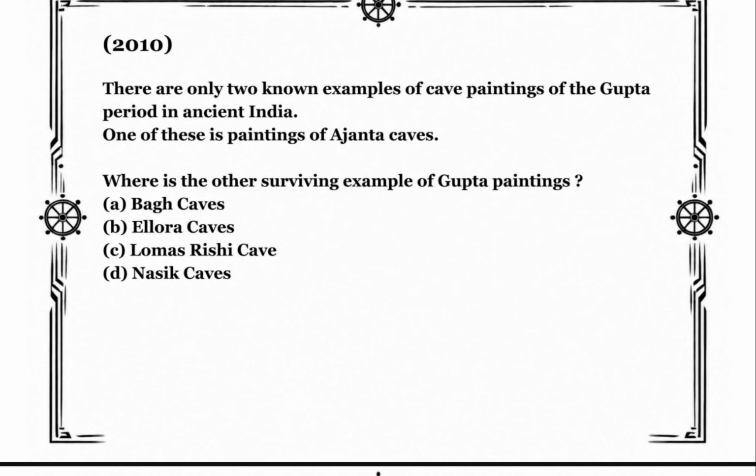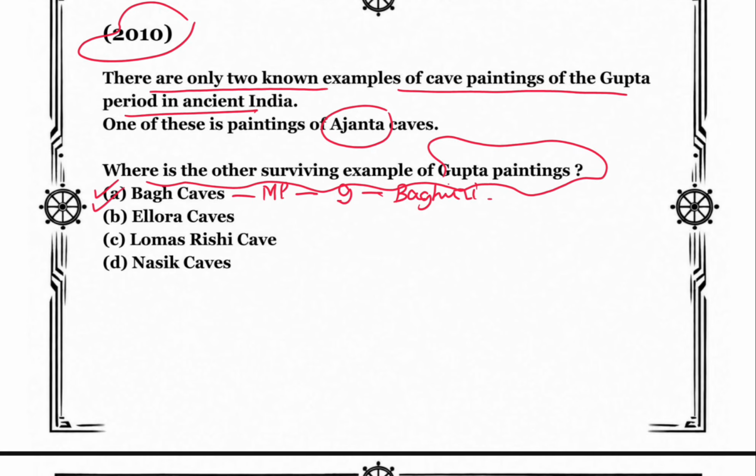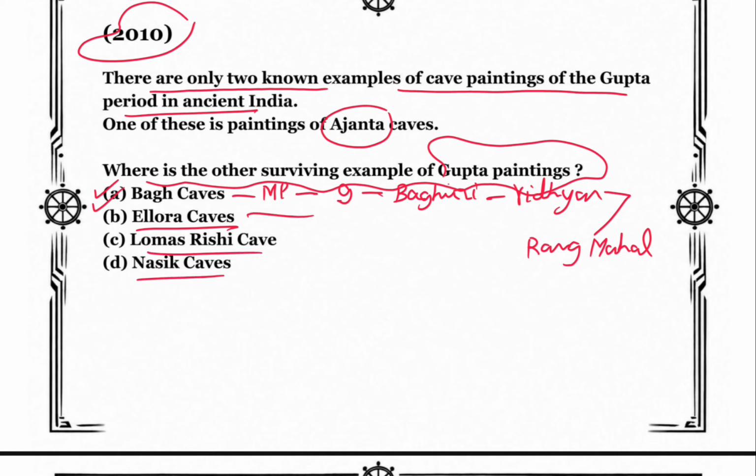We now come to the questions. In 2010, we were asked, there are only 2 known examples of cave paintings of Gupta period in ancient India. One of these is the Ajanta caves. Where is the other surviving example of Gupta paintings? The answer, of course, is Bagh Caves, located in MP. Total of 9 caves. River that is important is Baghini. Range that is important is Vindhyan. Cave that is important is Rang Mahal. Ellora Caves, Lomas Rishi Caves, Nashik Caves. These two have already been covered.